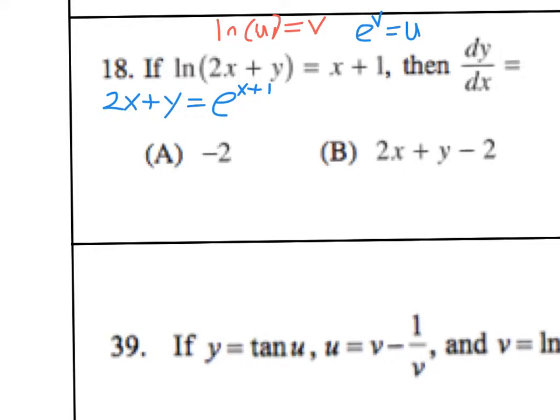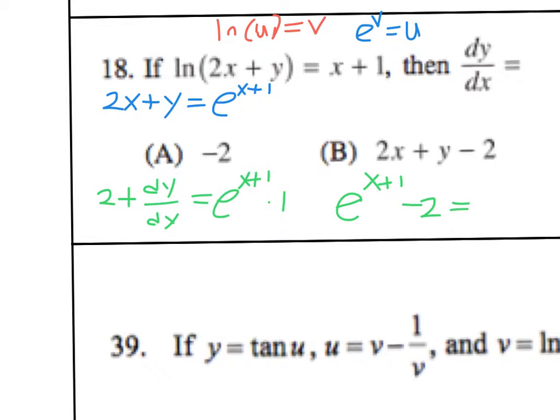And, you know, I think to me that looks a lot easier to take the derivative of, because the derivative of 2x is 2. The derivative of y is dy/dx, or y prime. And the derivative of e to the stuff is e to the stuff, multiplied by the derivative of the stuff, which in this case is just 1. Getting dy/dx by itself, we get e to the x plus 1 minus 2 is equal to dy/dx.